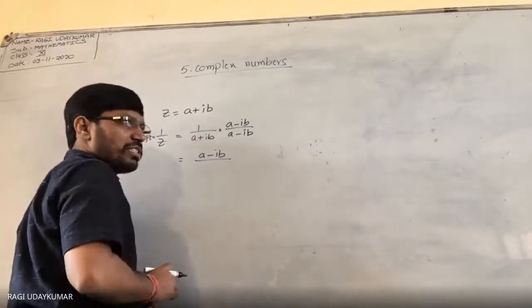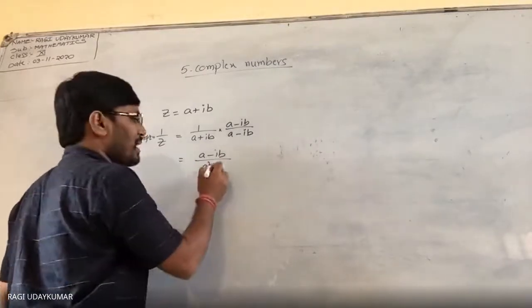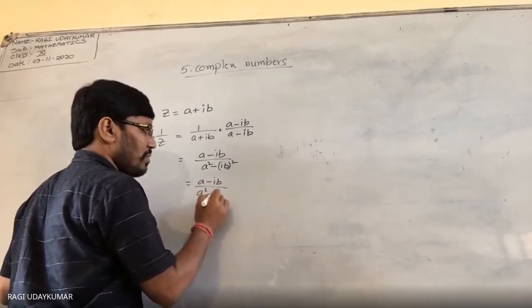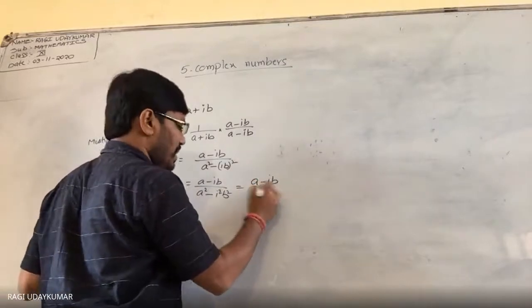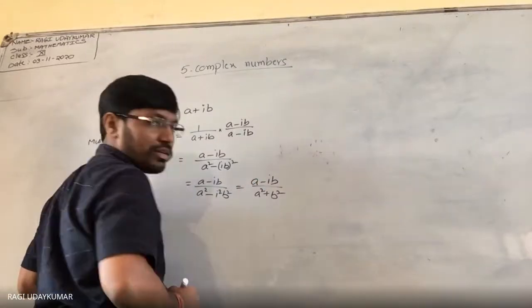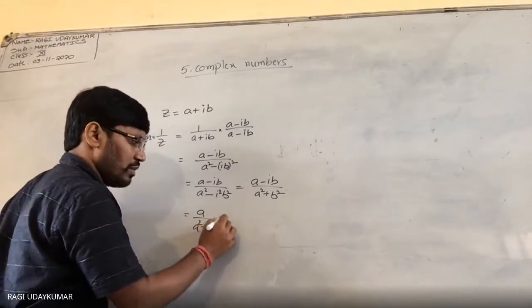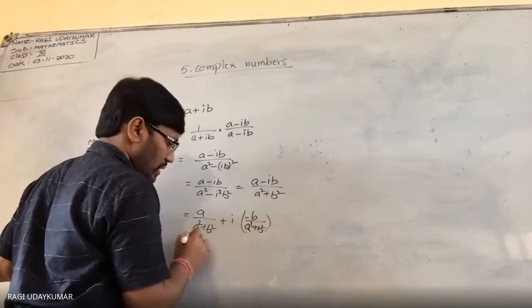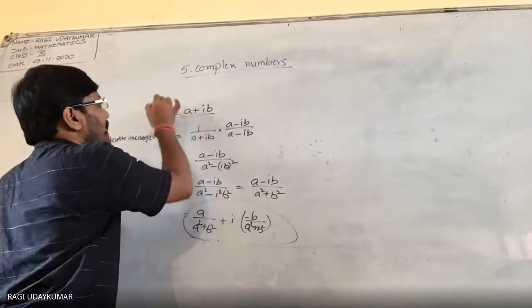What is the product of a plus ib and a minus ib? a square minus i square b square. So what do you get here? a minus ib by a square minus i square b square. The value of i square is minus 1, so you are going to get a minus ib by a square plus b square. So this is nothing but a by a square plus b square plus i into minus b by a square plus b square. This is the multiplicative inverse of this complex number.